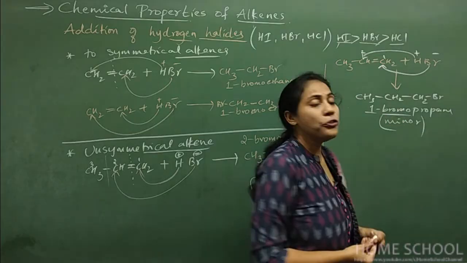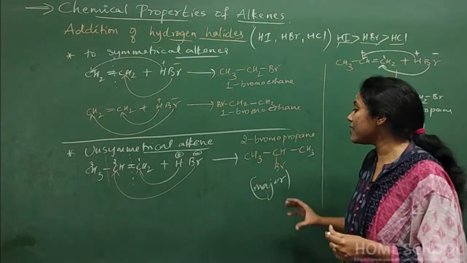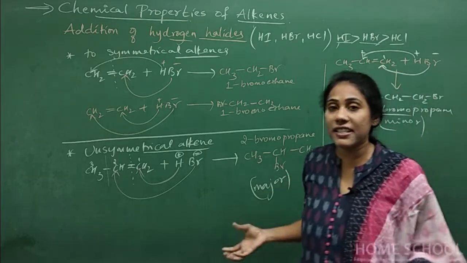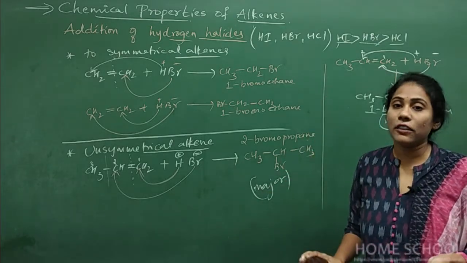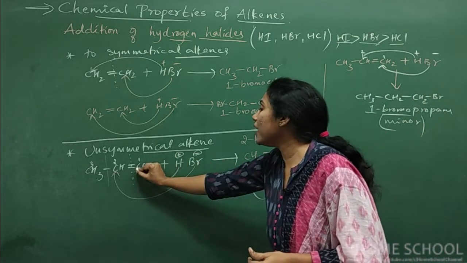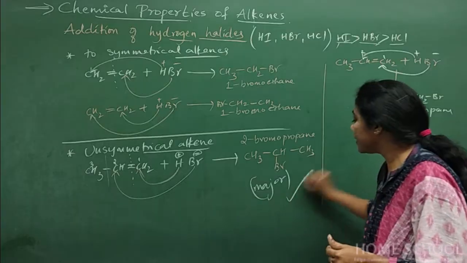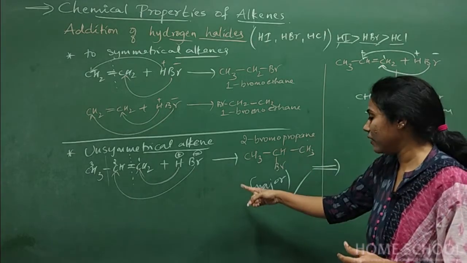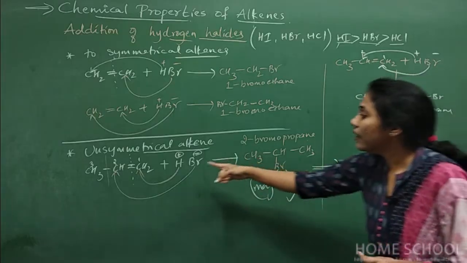Okay, so you should always give your answer as a major product. Whichever product you are getting to a larger extent, that one is your product. So always you should show addition of HBr to unsymmetrical alkene this way. Let me write whatever I have done here. Okay, so what did I do?